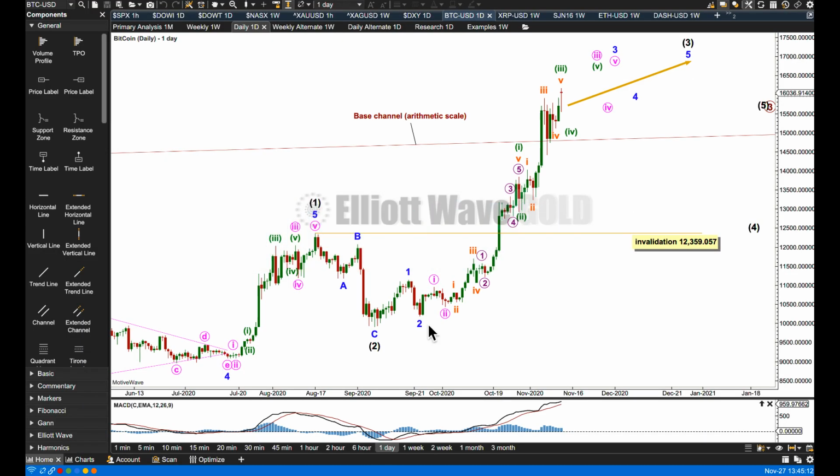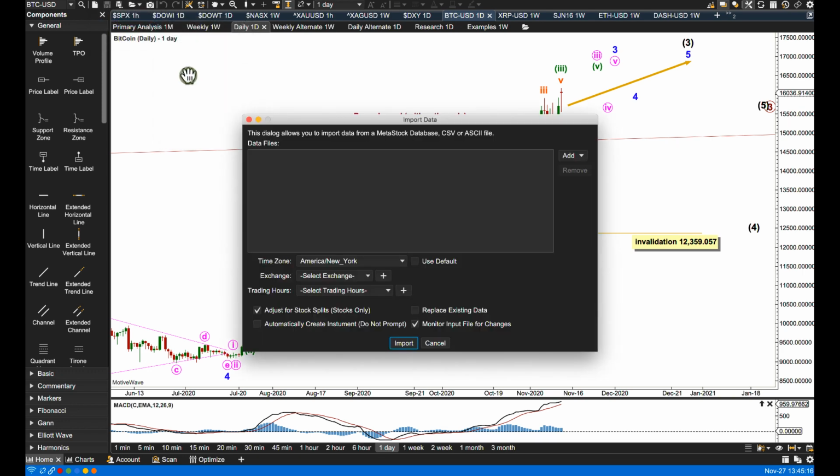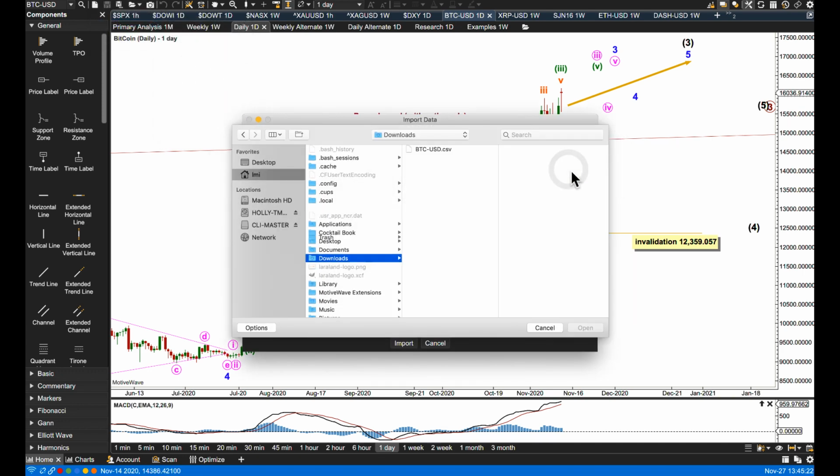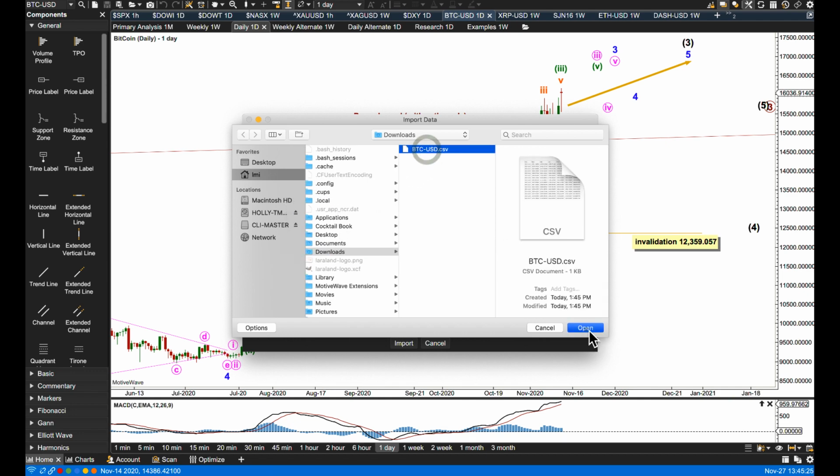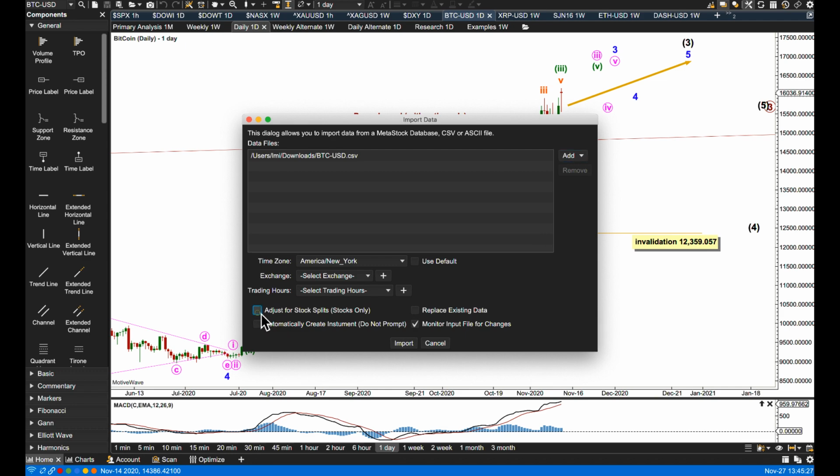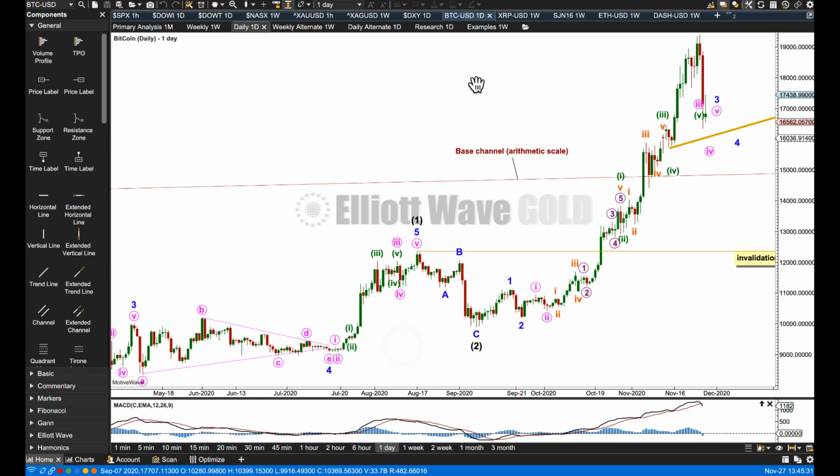I'm going to go back over to Motive Wave, File, Chart, Import Data, Add CSV file. Find it in downloads, there it is. It's a cryptocurrency. I'm going to uncheck all of these, click import, and there we are.